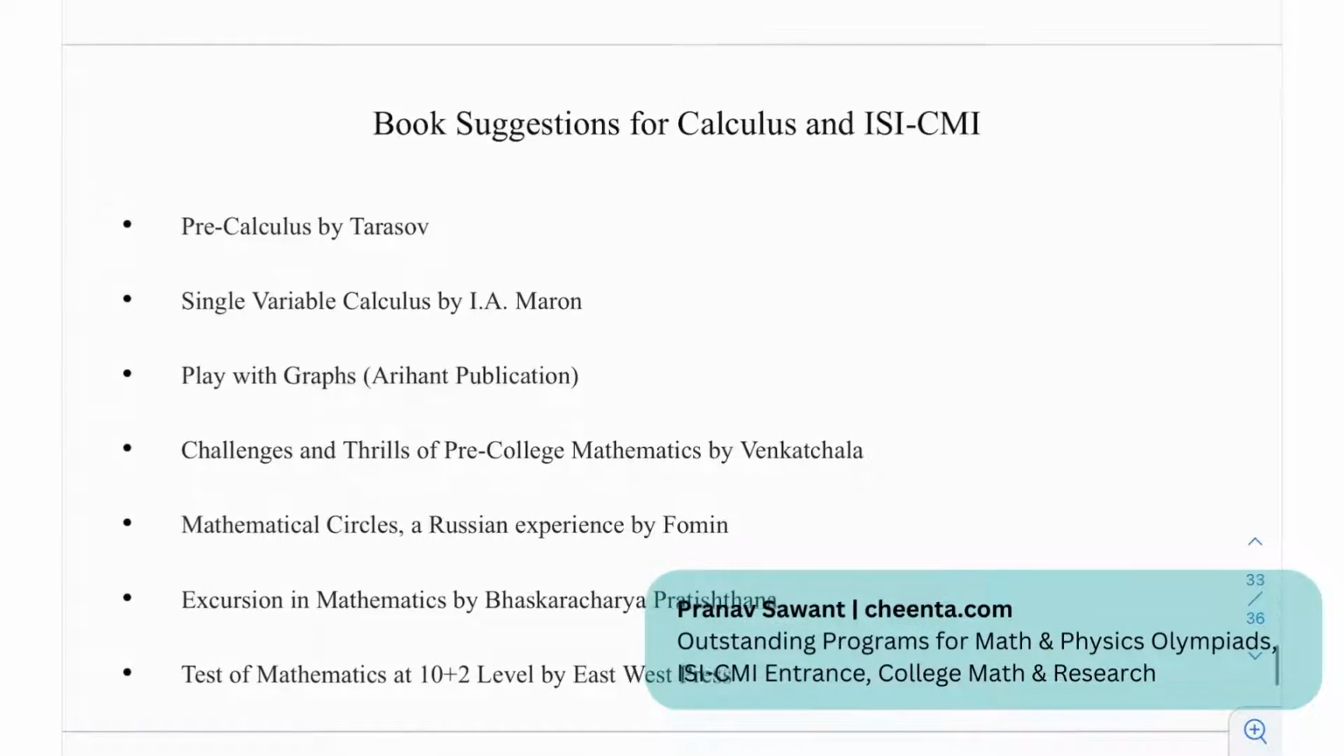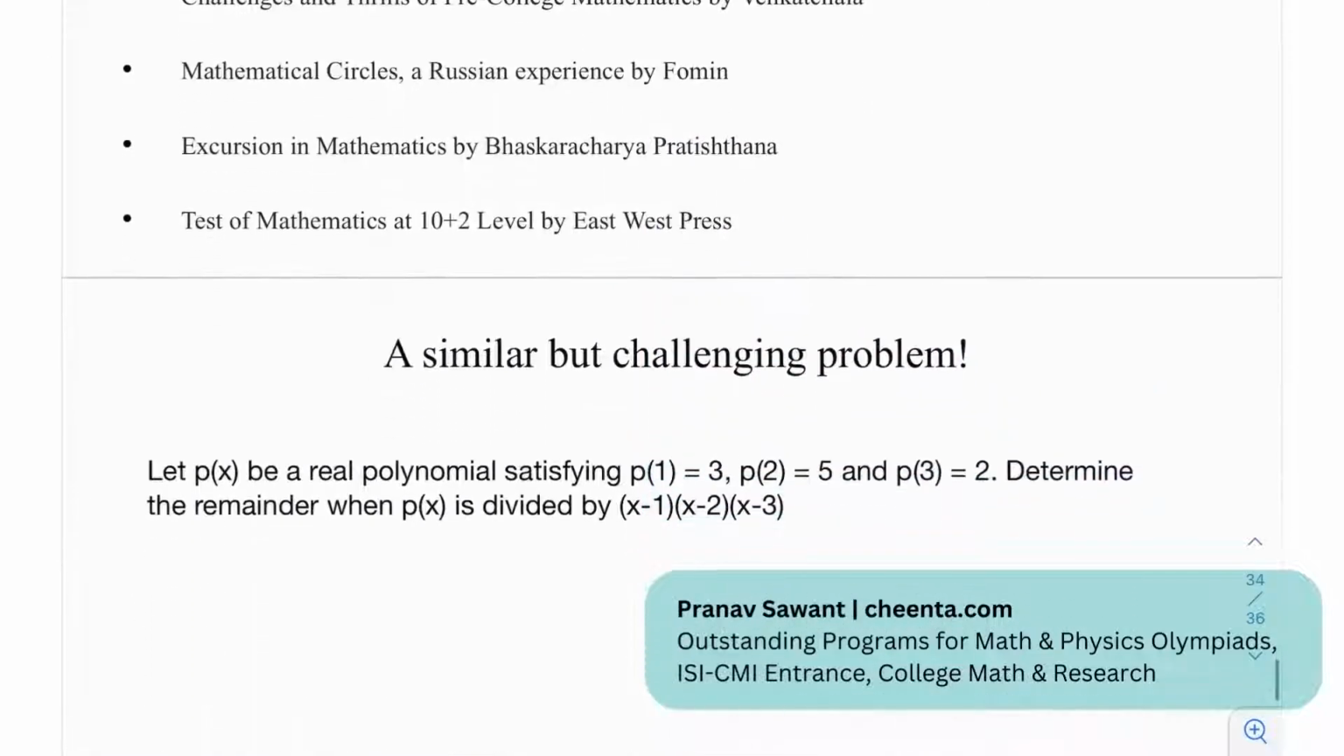So moving on, we have certain book suggestions for calculus and the ISI entrance exam: Pre-calculus by Tarasov, Single Variable Calculus by I.M. Maron, Playing with Graphs by Arihant Publication, Challenges in Pre-college Mathematics, Mathematical Circles, Excursion in Mathematics, and A Test of Mathematics at the 10+2 Level.